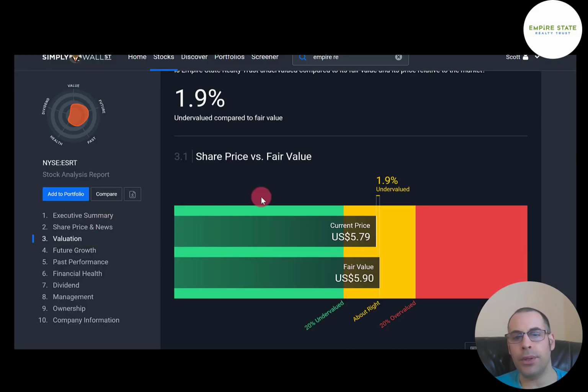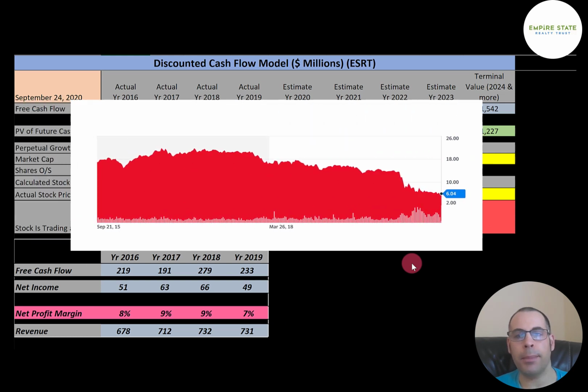Let's see what Simply Wall Street says. They're saying $5.90, so they're also saying the stock is undervalued, but not nearly as much as I am. Let's see where the stock has been trading over the past few years. The stock was trading well over $20 at one point, but it keeps dropping. If I valued this company a few months ago, it would have been an overvalued stock, but right now, according to my model, it's a discount because the price has come down so much.